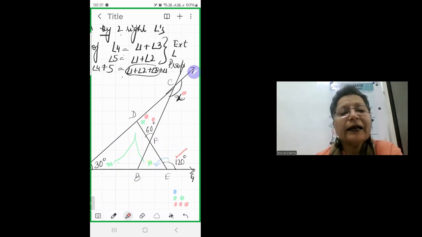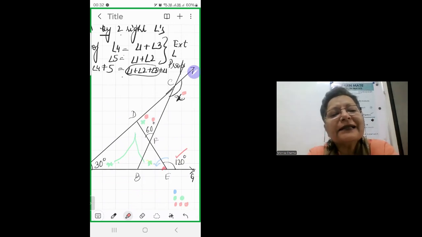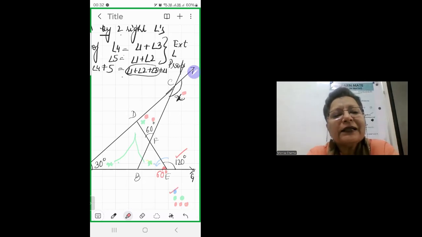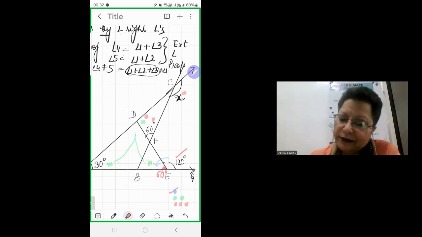Going by that, use the blue arrow to see what is going to be DEB. This angle here, the linear pair property should give you that this is 180 minus 120. So this is going to give you 60 degrees, right? Now, after that, I've finished the blue legend. Now let's come to the green legend.